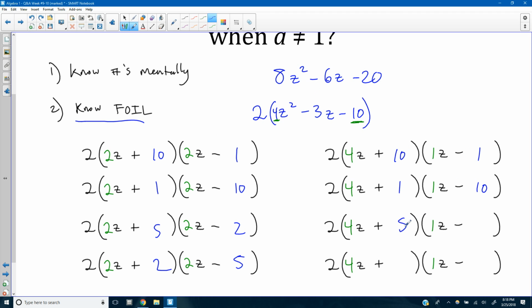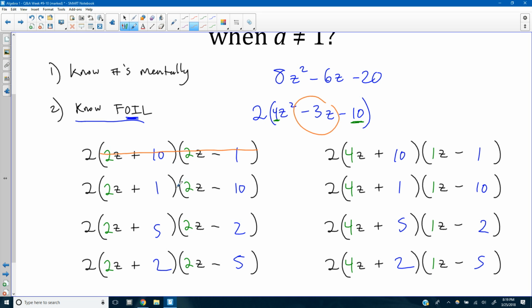Now, I don't actually write all of these things out. You know what I only write out? I just write out the 2z and 2z, and then in my head, I'm testing all these numbers. So here's how I test it in my head, because I'm not going to write this out loud. We know the first one's 4z squared. We don't have to worry about that. We already know 10 times negative 1 is negative 10. We don't have to worry about that. In FOIL, we have to just worry about the O and the I. 2z times negative 1 is negative 2z. 2z times 10 is 20z. Negative 2z plus 20z is 18z. Clearly, that's not negative 3z. That's not the answer there.